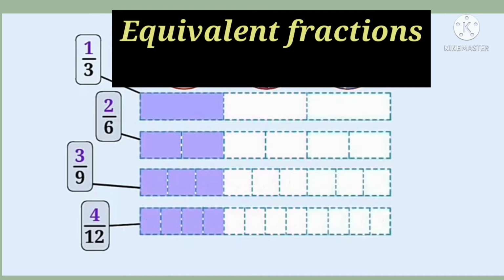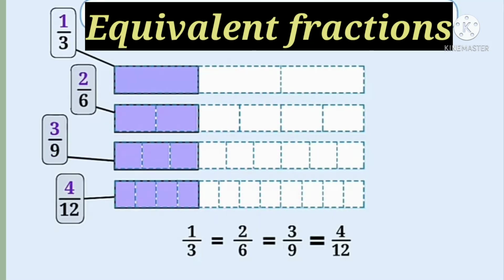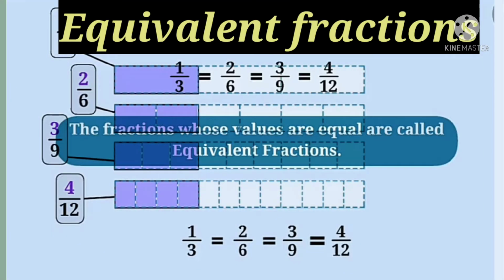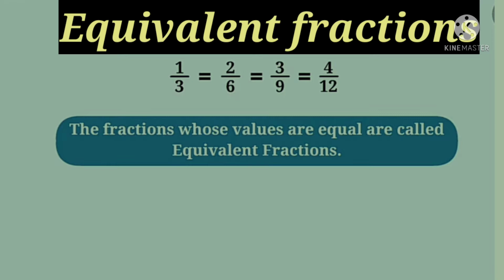Now you observe the shaded part in all the strips. They are equal. So 1 by 3 is equal to 2 by 6 is equal to 3 by 9 is equal to 4 by 12. The fractions whose values are equal are called equivalent fractions.